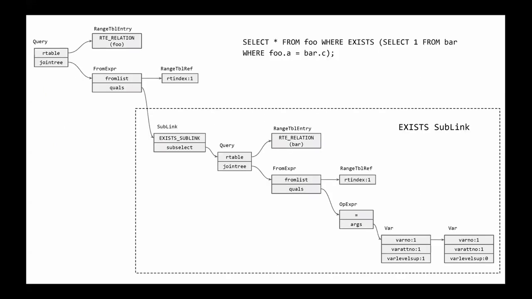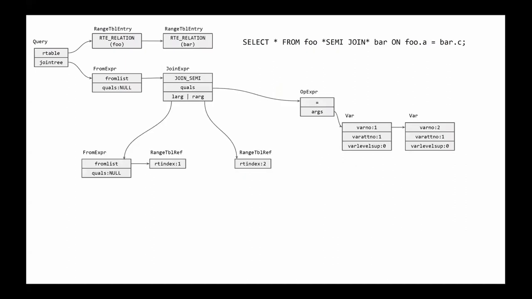And here is the join tree before the transformation. As we can see, the sublink exists as a WHERE clause in this join tree. And this is the join tree after the transformation. And the sublink has become a semi-join.